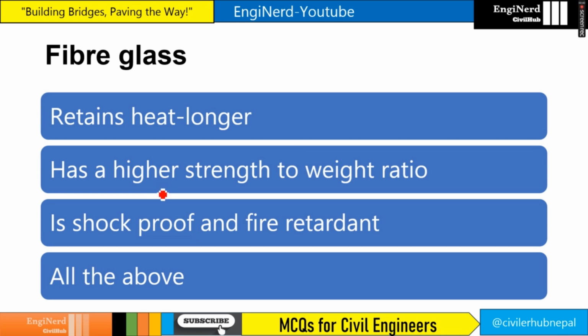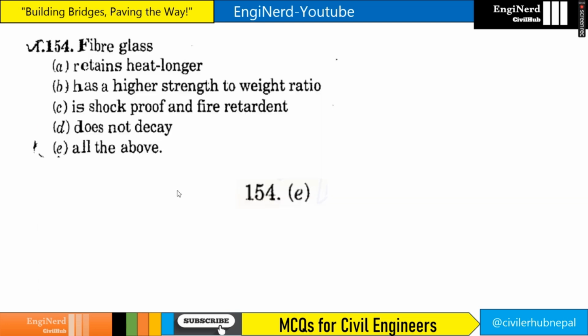Fiberglass retains heat longer, has a higher strength to weight ratio, is shockproof and fire retardant, all of the above. The answer is all of the above. This is from the book of Augur.